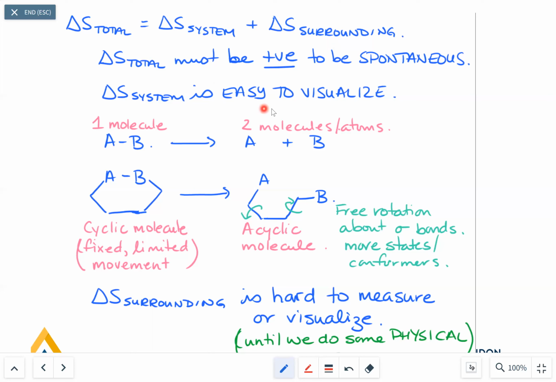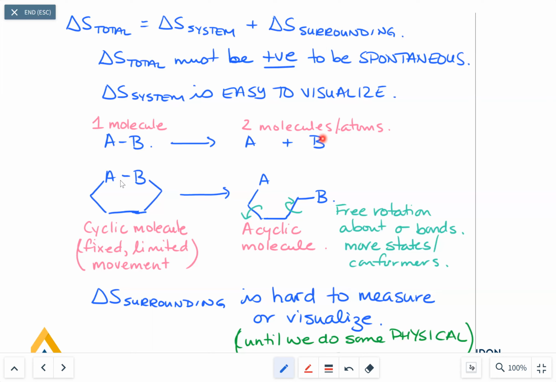Typically the system one's easy to visualize. If you've got 1 molecule and it breaks into 2, we would say we had 1 and now we've got 2. That's an increase in disorder or states, right? But that doesn't tell us anything about the surroundings. The system part is easy, but it doesn't actually tell us about the rest of it.